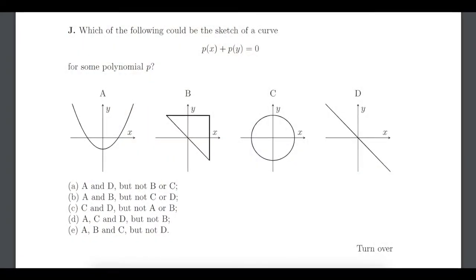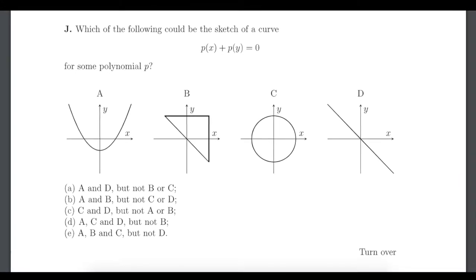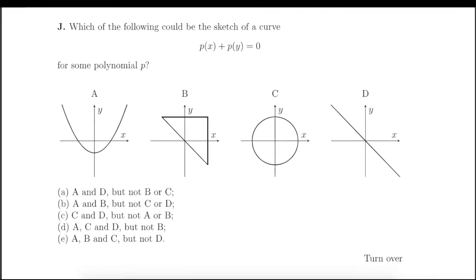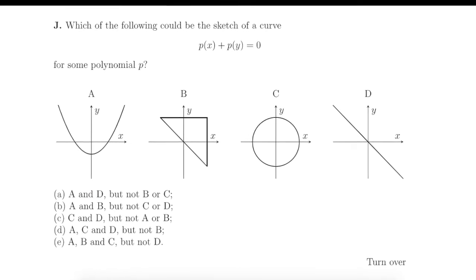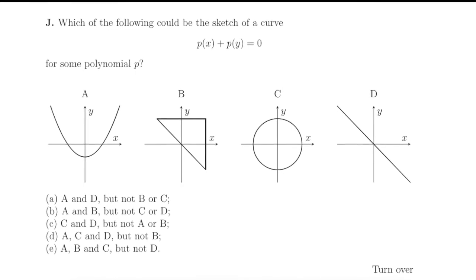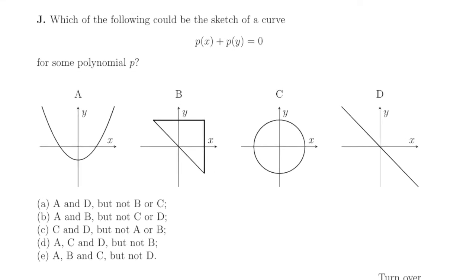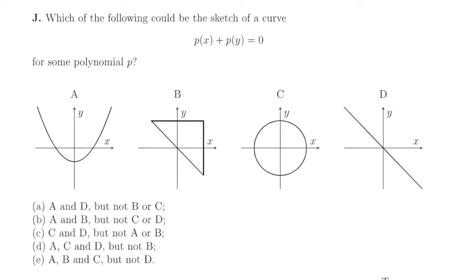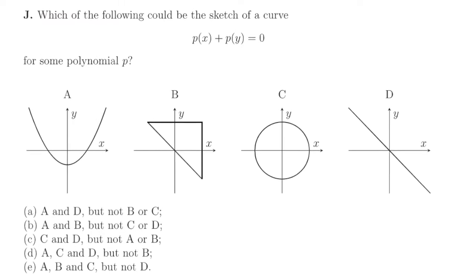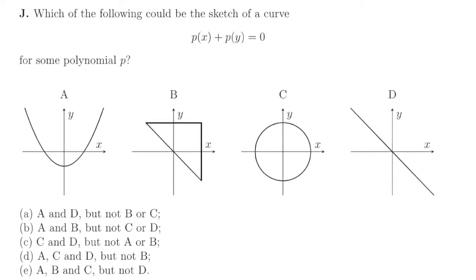Okay, welcome back. Today we're looking at the last part of question 1 from the 2018 MAT paper. We are shown 4 different graphs, A, B, C and D, and we are asked to work out which of these graphs could be generated by the equation p of x plus p of y equals 0 for p a random polynomial. So we need to work one by one, work out which of these could possibly be generated by any polynomial. And we're given a few different combinations down below.